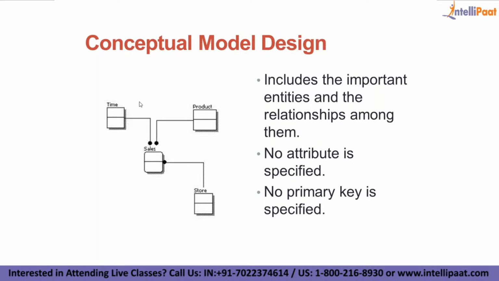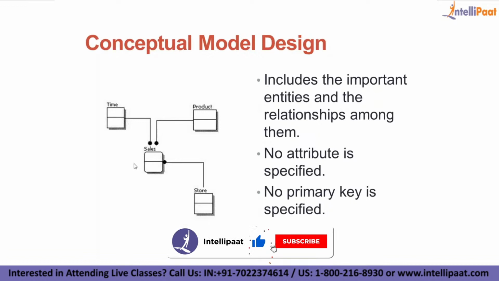These are called entities. Entities are nothing but tables. The technical word is table, but in the conceptual data model we call it an entity. So what entities are we going to have? We will draw all the entities, including the important entities and the relationships among them. So what relationships are we going to create?